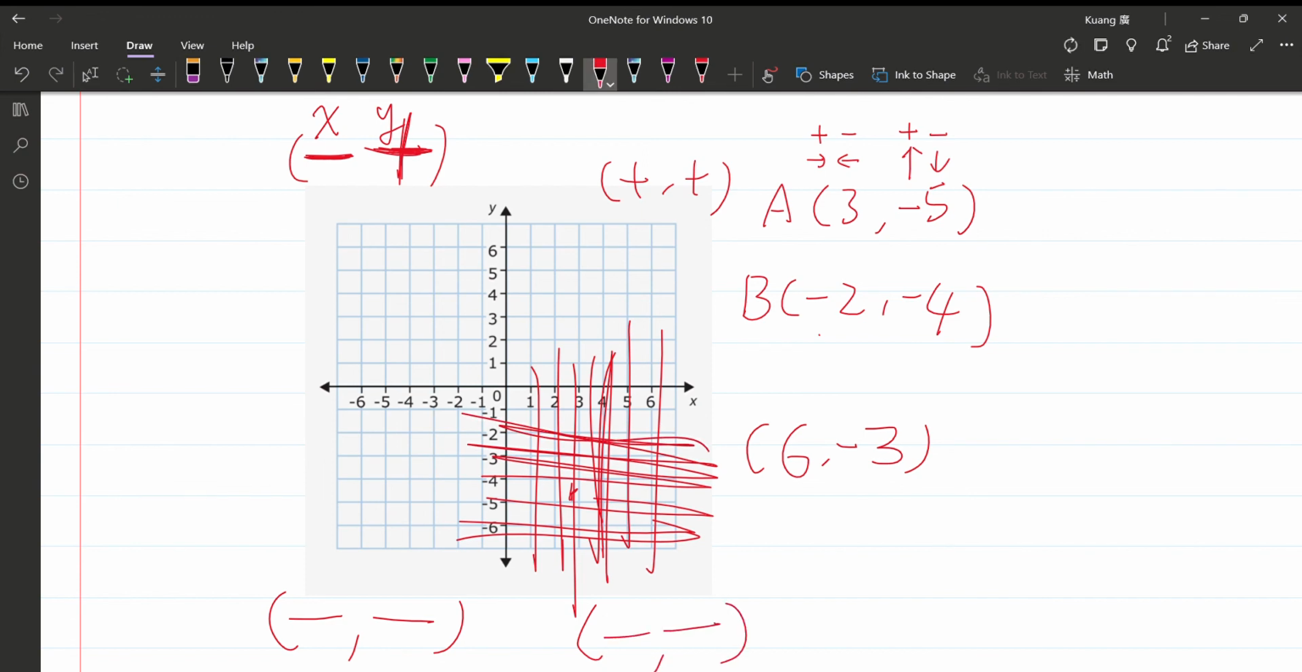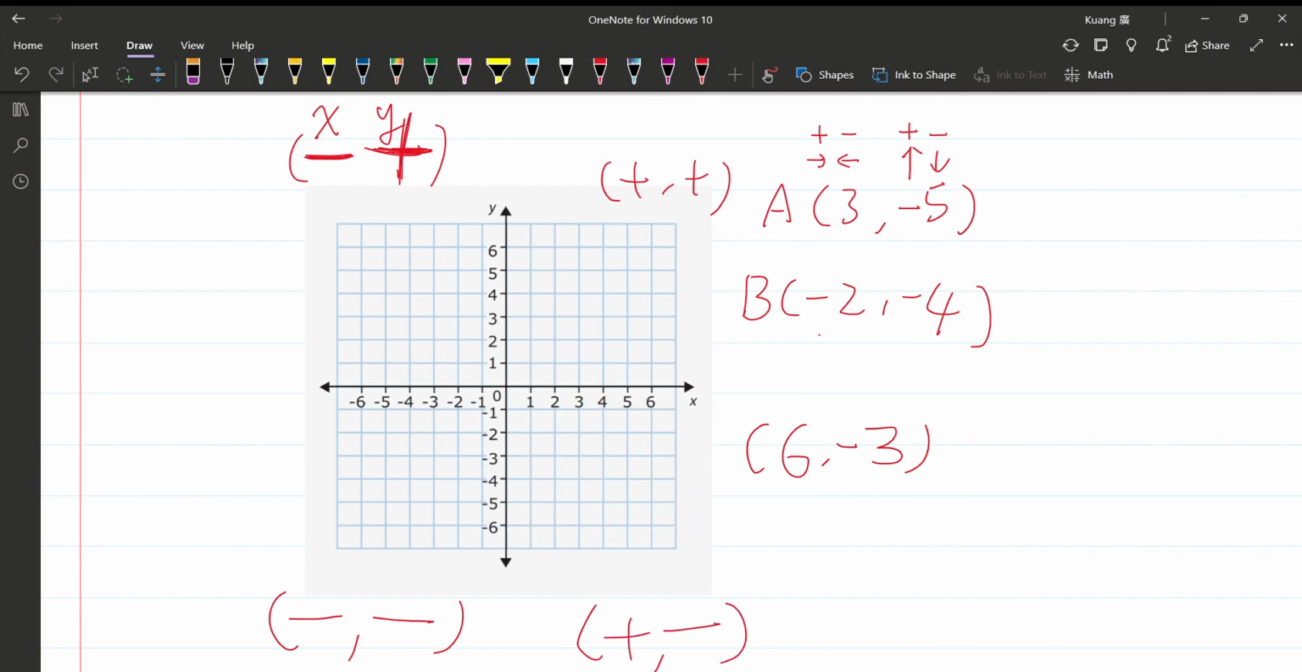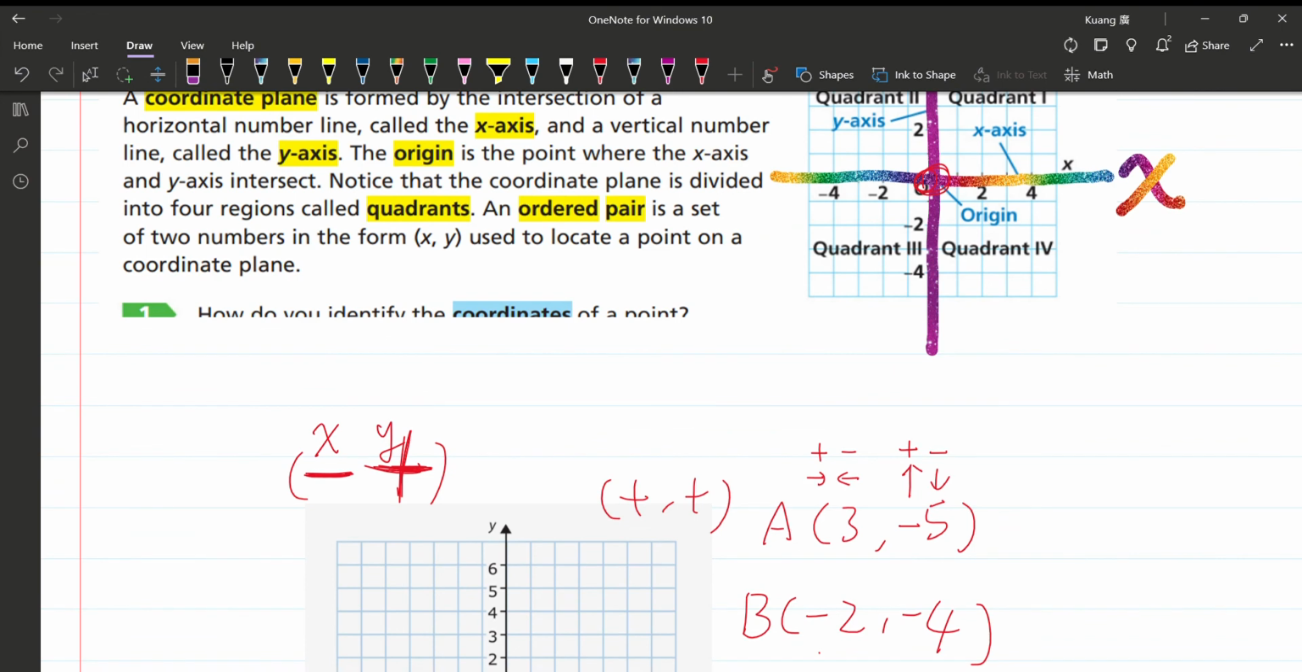Okay? So I think for 14.1 and 14.2 you can actually try to draw the answer. You can see the locations, so it will be easier for you to find the answer.